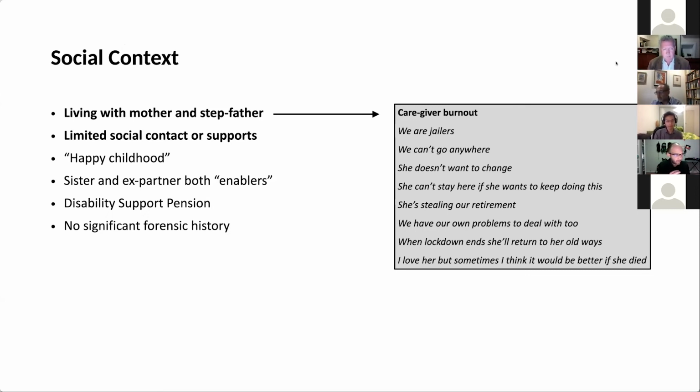Apart from her parents, there's fairly limited social contacts or supports. She described having a happy childhood with no obvious trauma history. She was in quite a lengthy relationship for 30 years, but that ended in 2019, which was one of the precipitants for her moving in with her parents. She's never worked and left school in year 12 when she first became pregnant.